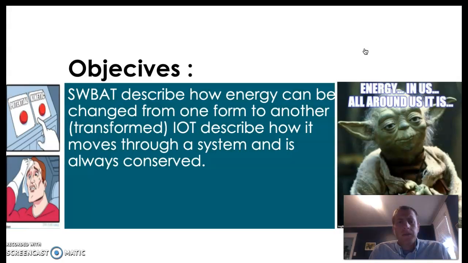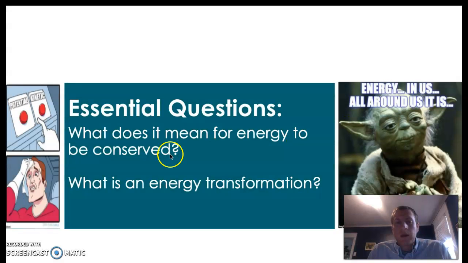So the objectives for the day, for this lesson at least, are to describe how energy can be changed from one form to another, which is called a transformation, in order to describe how it moves through a system and is always conserved. We're going to talk about what that word conserved means in a minute. But yeah, you have the same amount of energy. What does it mean for energy to be conserved is our big question. And what is an energy transformation? They're pretty related.